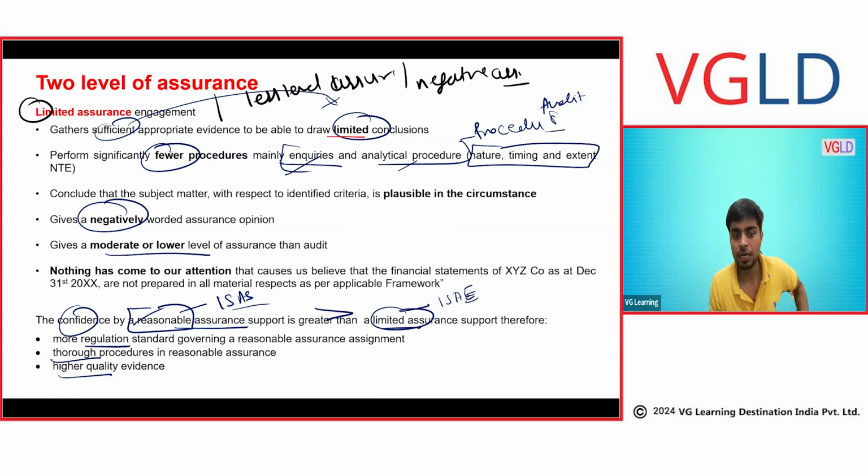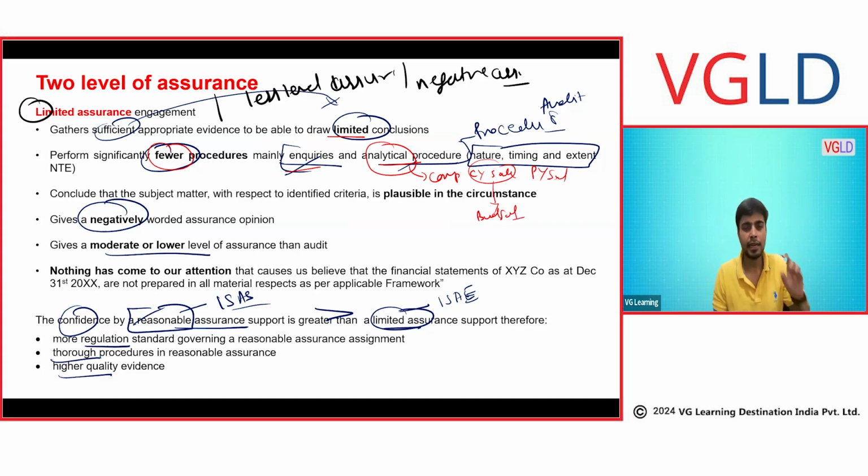What is limited assurance? That we do fewer procedures. We mainly inquire and do analytical procedures. Analytical procedure is one of the important procedures of audit. Let's say comparing the current year sales number with the previous year's sales number, or comparing the current year sales number with the budget sales number.